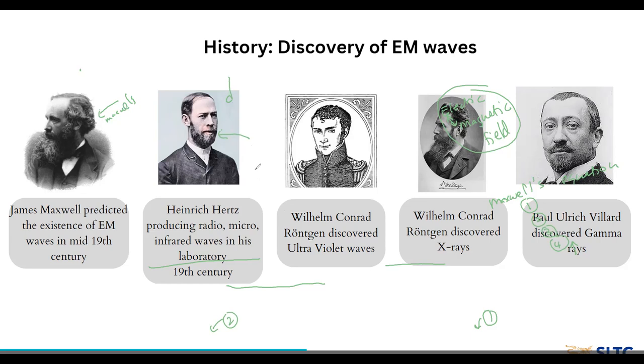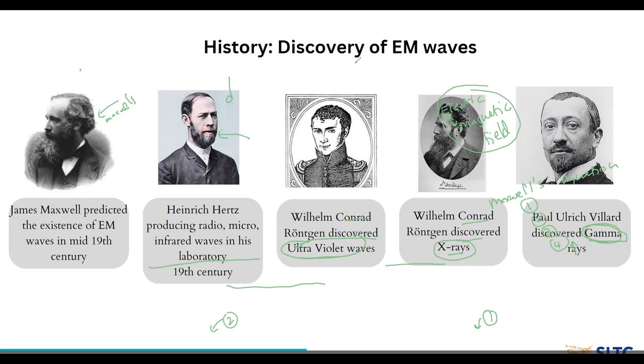And after those discoveries, on a large scale, a lot of people tried to investigate the rest of the electromagnetic wave spectrum. A person called Conrad was able to discover ultraviolet rays, and another Conrad discovered X-rays, right? And then Paul Ulrich Villard was able to discover, sorry, gamma rays. So different types of rays were identified and discovered by these scientists, right? So the scientists were able to discover different types of electromagnetic waves, right?